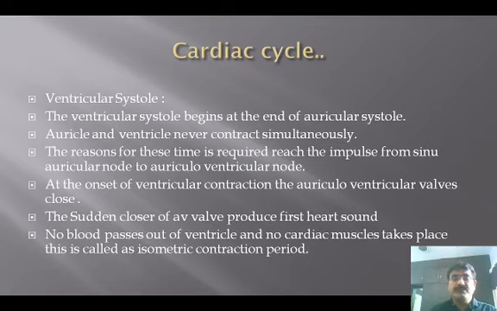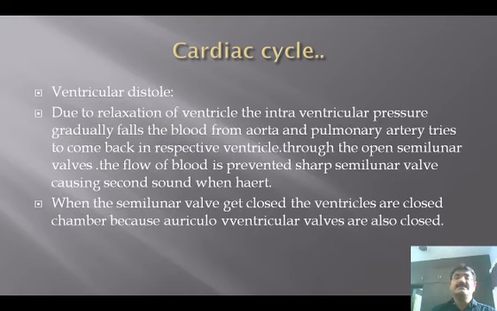At the onset of the ventricular contraction, the auriculo-ventricular valves close. The sudden closure of the AV valves, the auriculo-ventricular valves, produces the first heart sound. No blood passes out of the ventricles and no cardiac muscle shortening takes place. This is called the isometric contraction period.